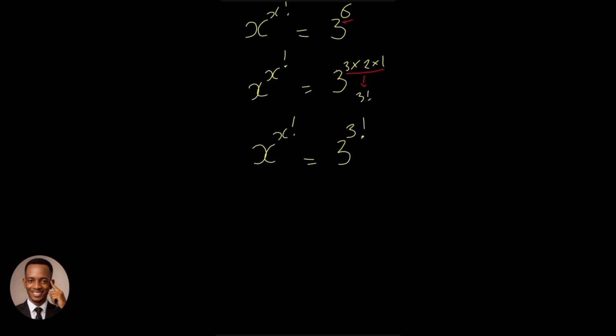From here, what do you notice? You notice that our solution is actually very obvious from here. Why? Because we have x to the power of x factorial, then we have 3 to the power of 3 factorial. Then by direct comparison, we're going to see that x equals 3. Correct. At first, it looked like forbidden math at the start, but once you neutralize that factorial, the symmetry takes over.